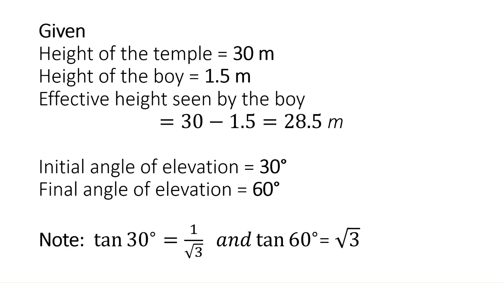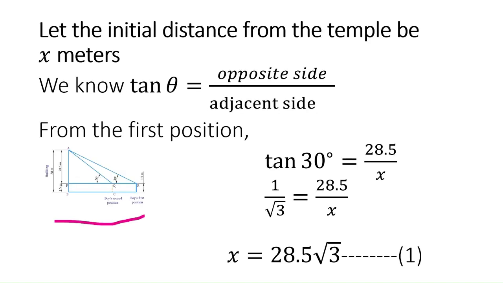Right? So initial angle of elevation is 30 degrees and final angle of elevation is 60 degrees, right? And we know that tan 30 is equal to 1 by root 3 and tan 60 is equal to root 3. Now first we are going to consider the first angle of elevation. That means the initial position of the boy we are considering. Initial position of the boy means we know boy's height, and the temple height we know, and we don't know about the distance between the boy and the temple. Let us consider it as x meters.